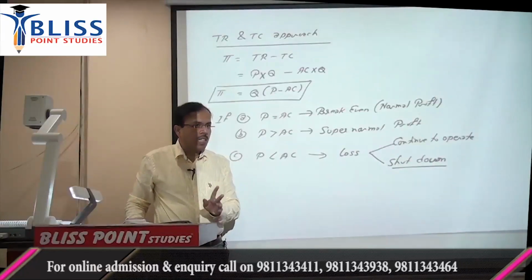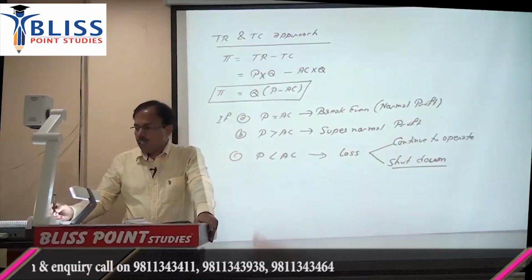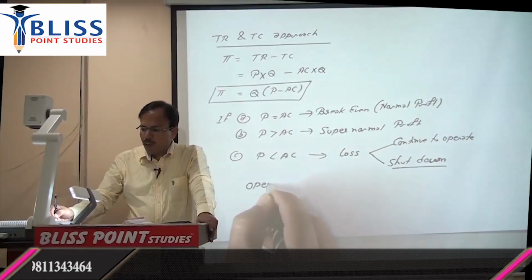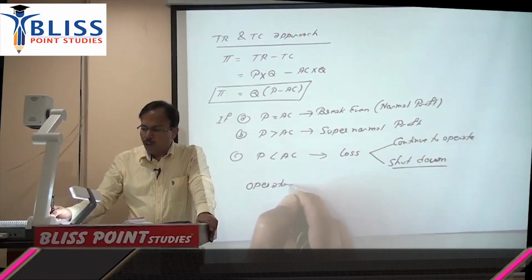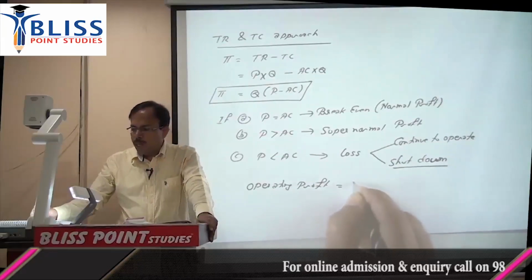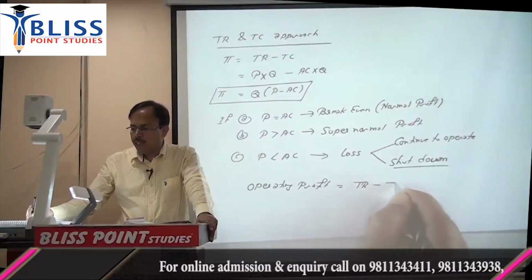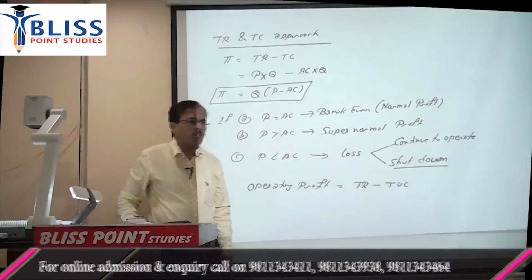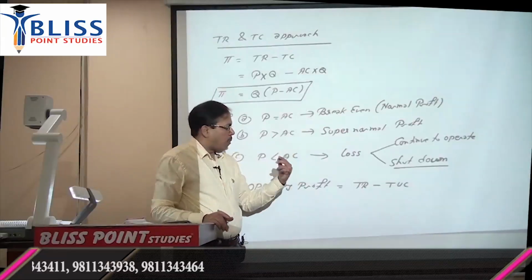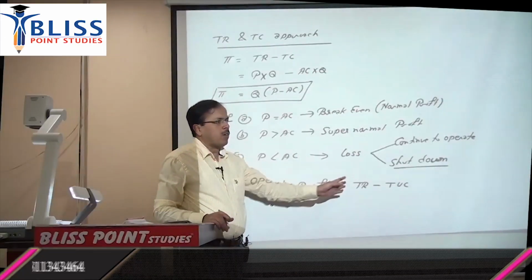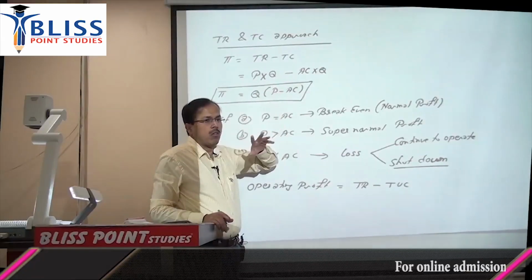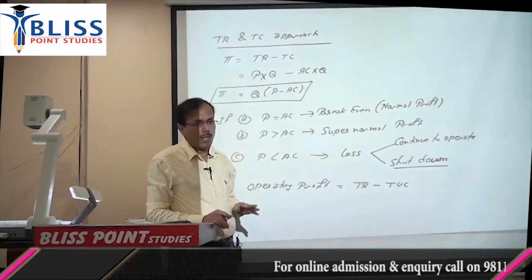Now when will the firm prefer to shut down the production and when will the firm prefer to continue production despite loss, that depends upon whether firm is having operating profit or not. Now what is the meaning of that operating profit? That operating profit is total revenue minus total variable cost. ऑपरेटिंग प्रॉफिट होता है TR माइनस TVC. Operating profit is revenue minus variable cost only, and this profit is TR minus total cost, which is fixed as well as variable.